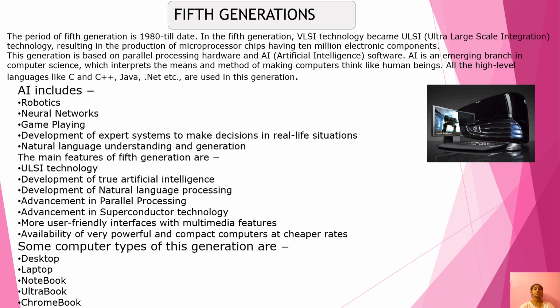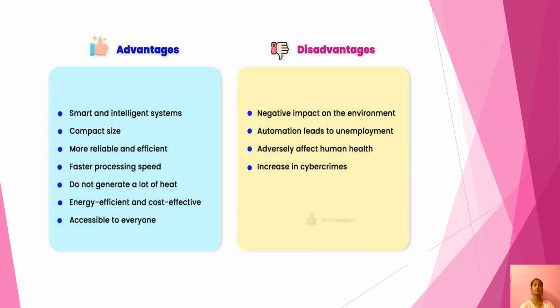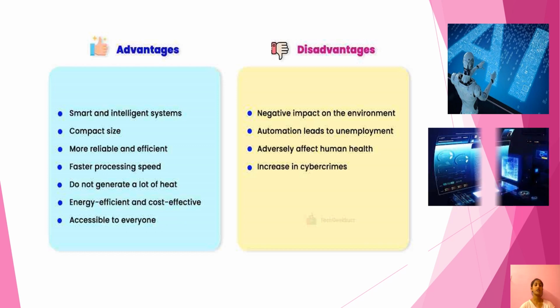So let's go to the advantages and disadvantages of fifth generation. Let's go to advantages. Smart and intelligent systems, compact size, more reliable and efficient, faster processing speed, energy efficient and cost effective, and they do not generate a lot of heat. So let's go to disadvantages. Negative impact on the environment, automation leads to unemployment, and increase in cybercrimes.